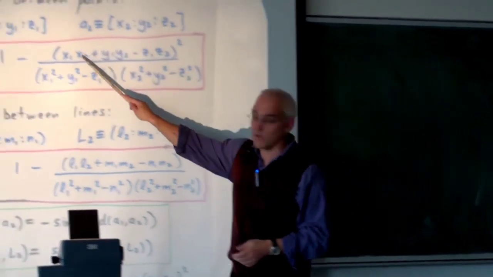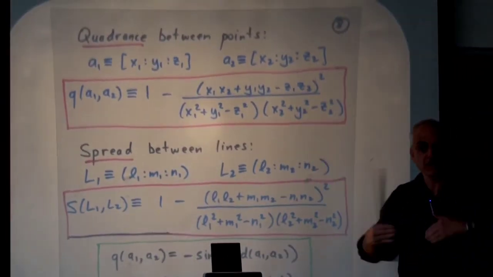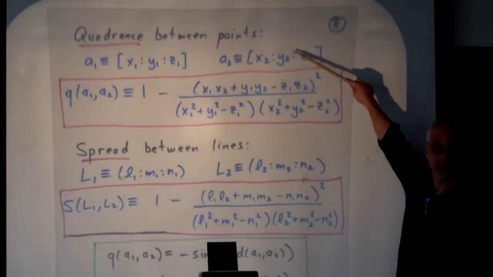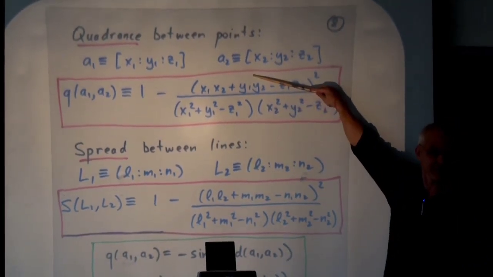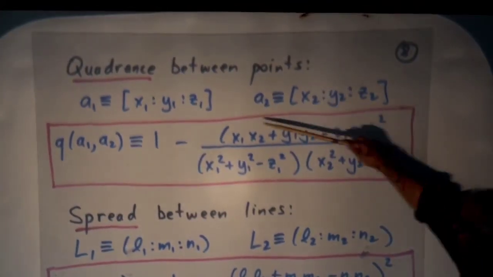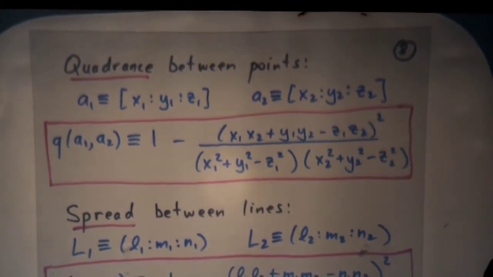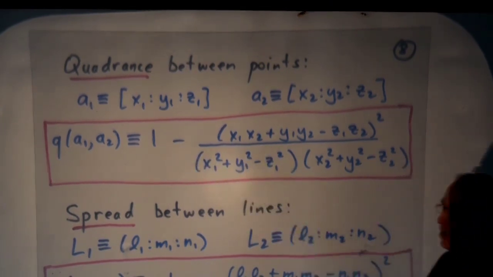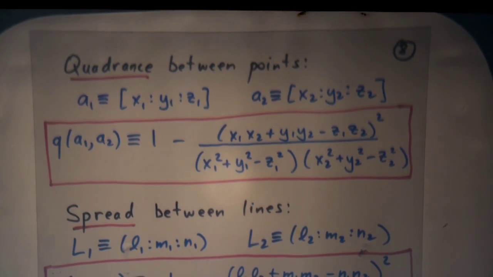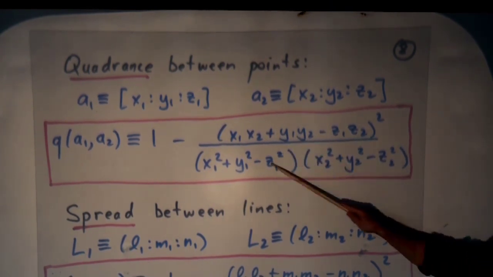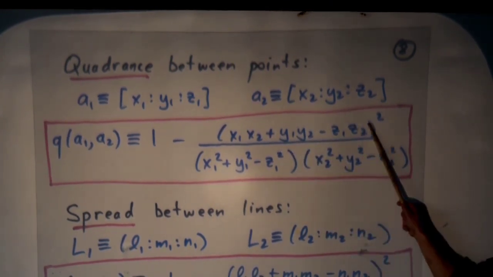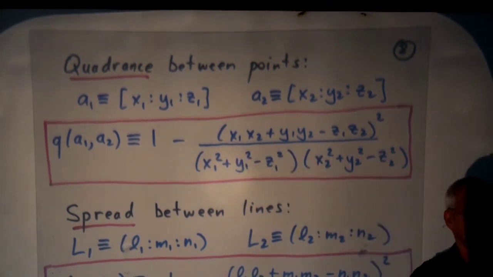So here is the dot product between the two vectors. But we want it to be homogeneous because these things are only defined up to scalar. So we want to have some denominator that will cancel. So we put the quadratic forms of the two individual things there. And we put a 1 minus this in order to ensure that when the two points are equal, we get 0. If the two points are equal, then this dot product is exactly the same as one of these, and so this is 1. So in that case, we get 1 minus 1 is 0.